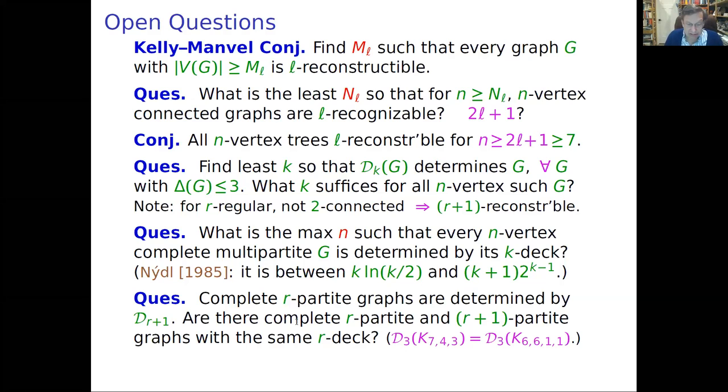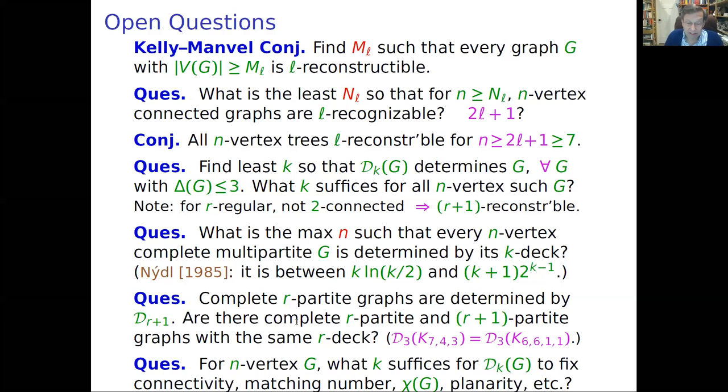So finally, you can study almost anything. You can ask, what do you need to be able to reconstruct the connectivity of your graph, the matching number, the chromatic number, planarity, any kind of parameter or property of the graph? How big subgraphs do we need in the deck to be able to reconstruct that property or parameter of the original graph? Meaning that all reconstructions would have the same value of that parameter or property.